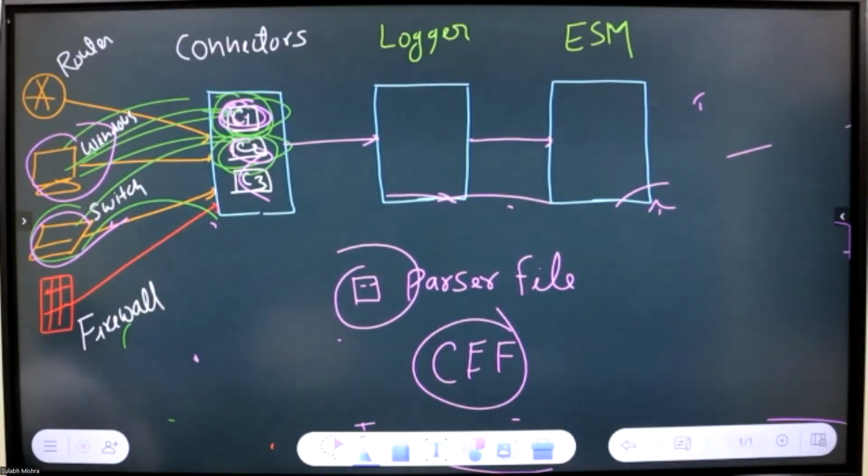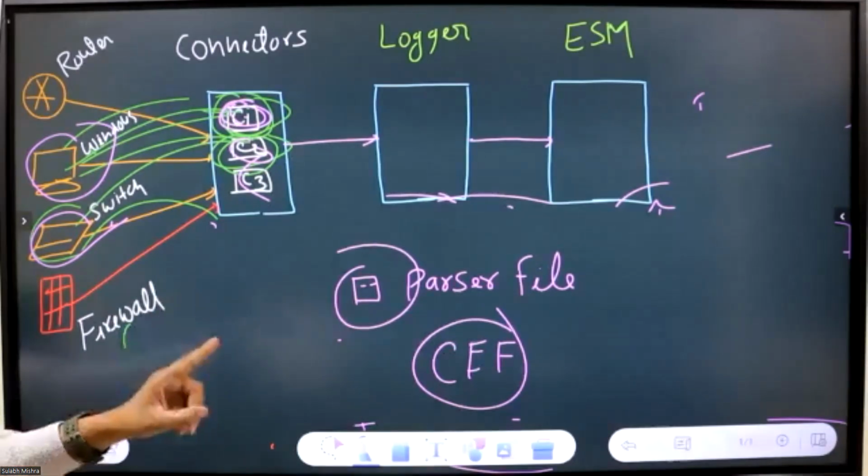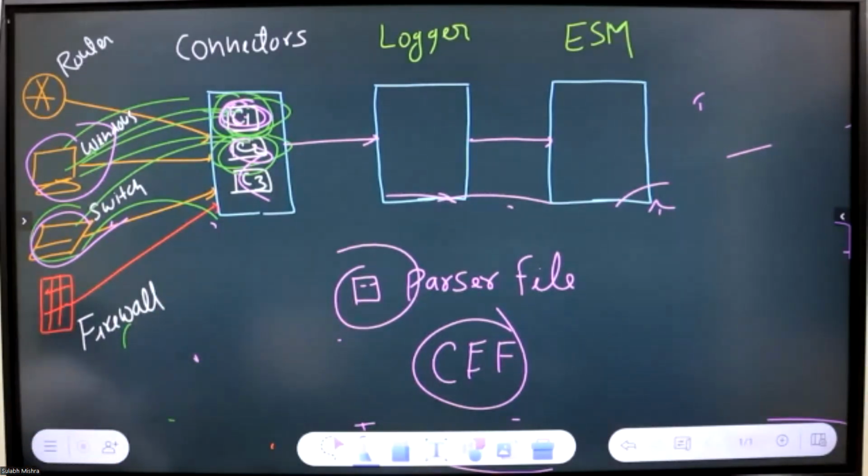So you have written in the definition, the connector is a component of ArcSight which collects the logs from all these network devices, security devices, servers, applications, etc. Once it collects the logs, it parses the logs, normalizes the logs, filters out the logs, and sends them to the destination such as ESM and logger. Completely clear, right?